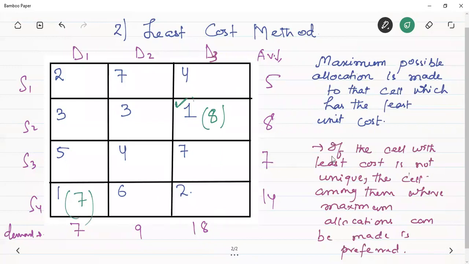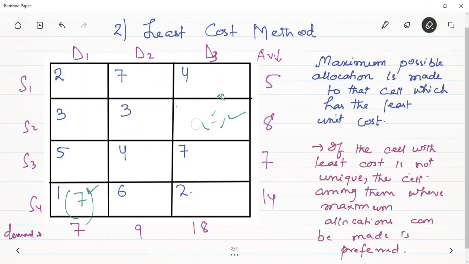But see what the clash rule tells us: if a clash comes between these, what do I have to do? If the cell with the least cost is not unique, in our case it is not unique, the least cost came in two cells, therefore our least cost cell is not unique, then the cell among them where maximum allocations can be made is preferred. And we can make 7 allocations here, we can make 8 allocations here. Okay, obviously we will first start with that cell where maximum allocations will be made, and this is the cell where maximum allocations can be made, right?